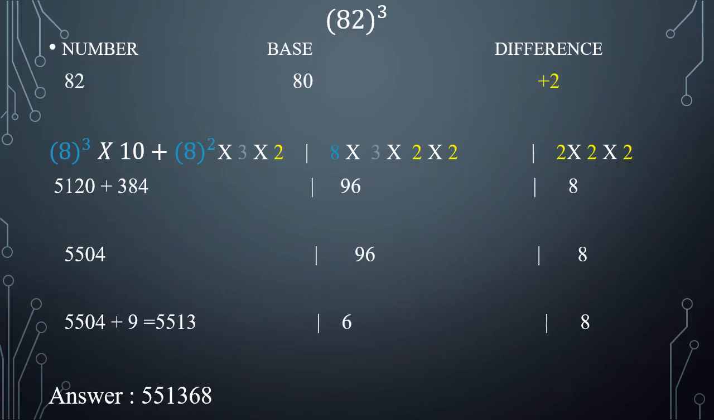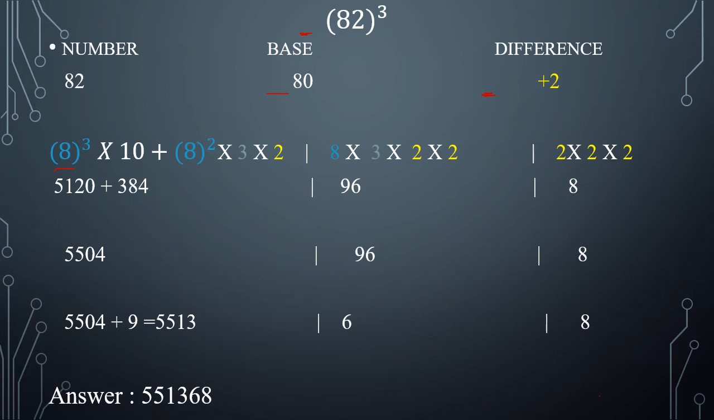So here we are doing 82. Okay, so the number is 82, the base is 80, the difference is 2. Yeah, that I was saying, if the difference is a small number, then the calculation is easy with this procedure. So first part is, first we have to cube 8. Why 8? Because that is the first term. We are finding the cube of 82, so the first digit is 8. So we have to find the cube of 8.